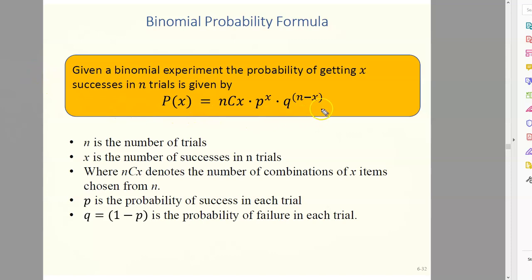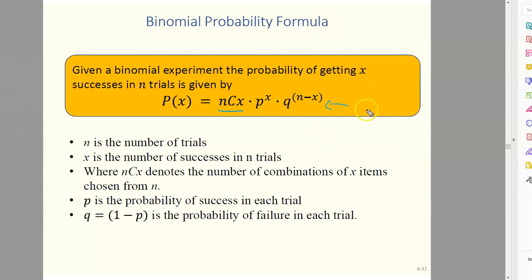So here's our binomial formula for calculating the probability of x successes in n trials. It's a fairly simple formula to follow. The probability of getting x successes in n trials for a binomial experiment is simply this. We calculate nCx, multiply by p to the x power, multiply again by q to the n minus x power, and that is our probability for getting x successes in n trials.